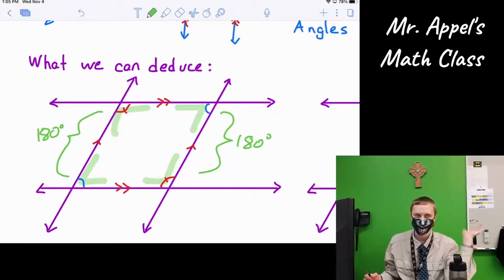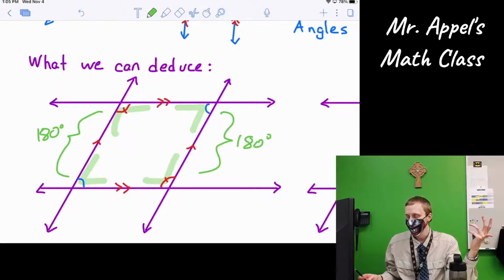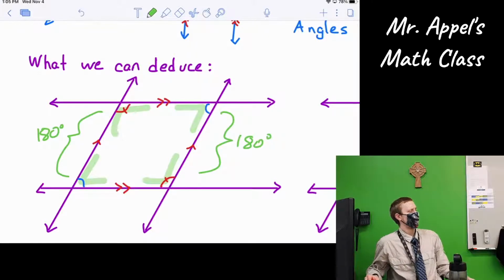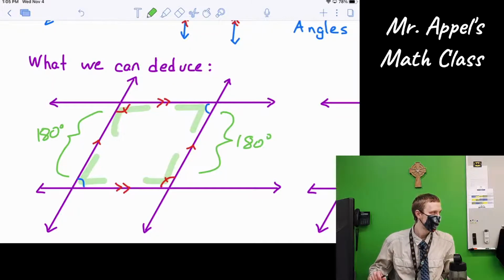I've got the speaker on. Go ahead and shout it out. 2 pairs of 180. Multiply by 2, not divide. Yes. 180 times 2 is? Anybody?